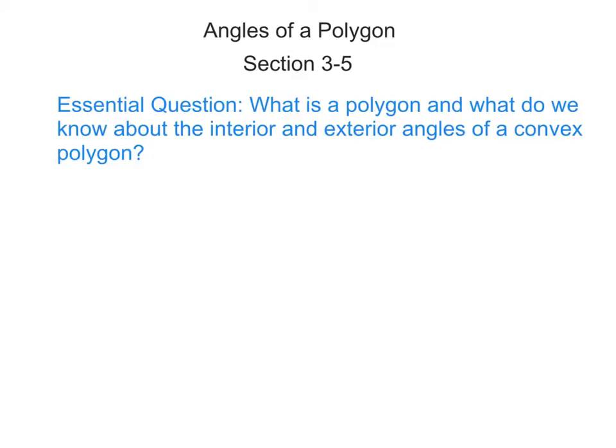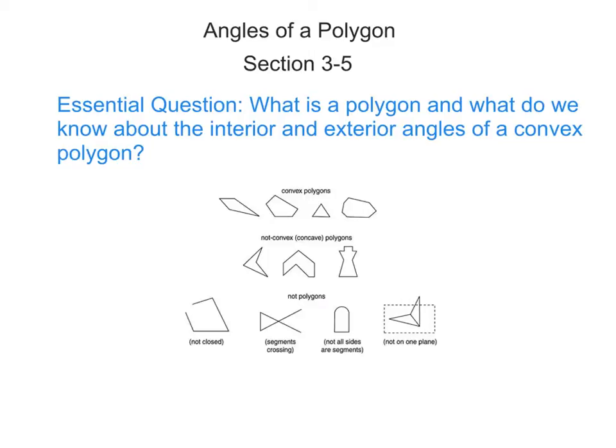So what is a polygon? A polygon basically is a multi-sided closed figure. Okay, it's composed of straight sides. It is a closed figure, and that's pretty much it.